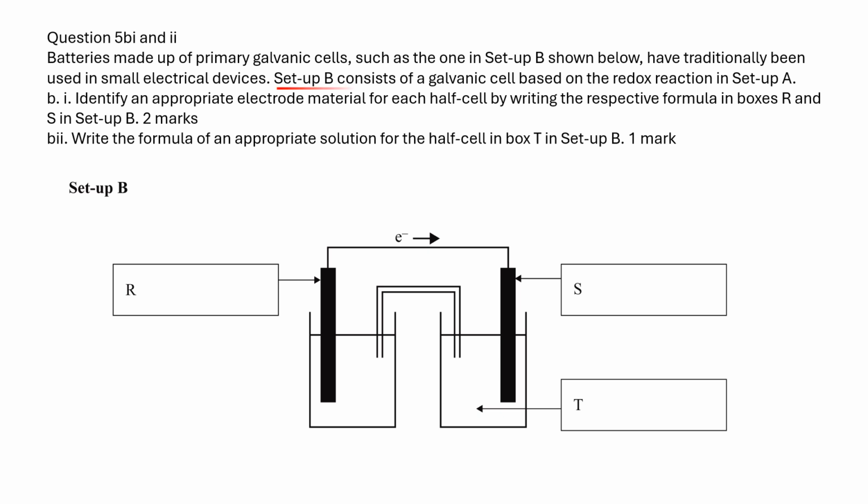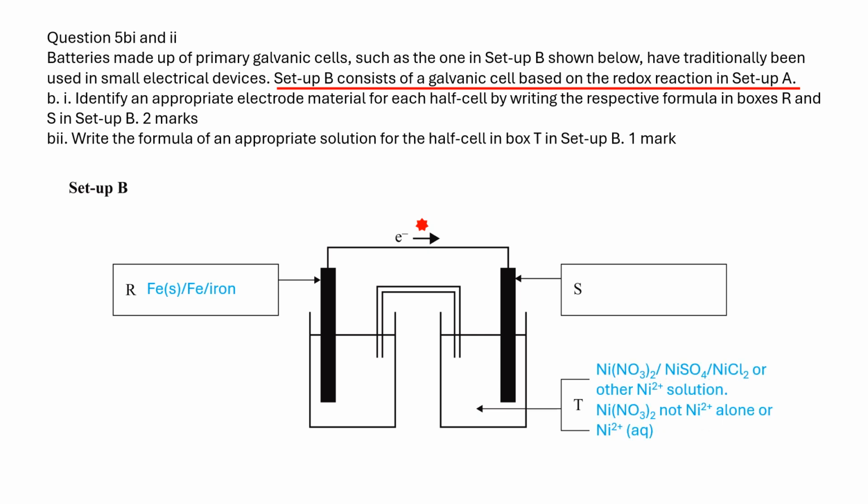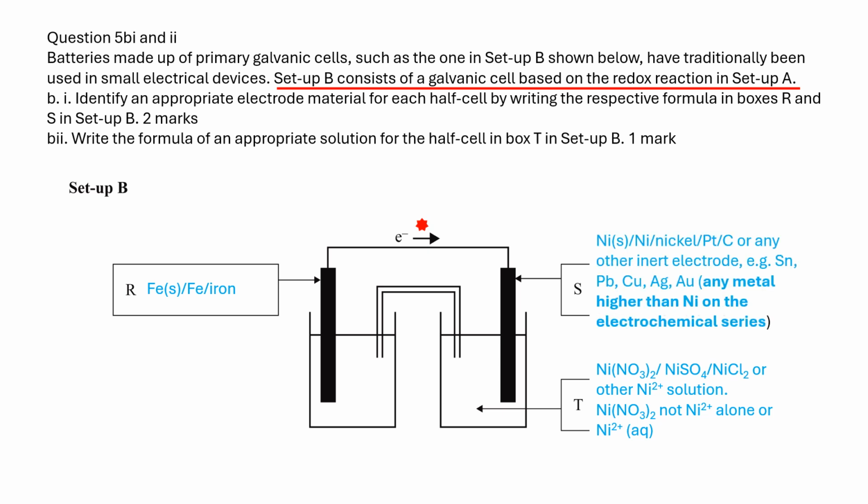Now, Ni ions are separated from Fe metal, which constitutes a galvanic cell. The electrons flow from reducing agents to oxidising agents. The reducing agent is iron metal. The oxidising agent is nickel ion solution. The cathode inserted into the solution should be any electrical conductor, such as nickel metal, Pt metal, or carbon.